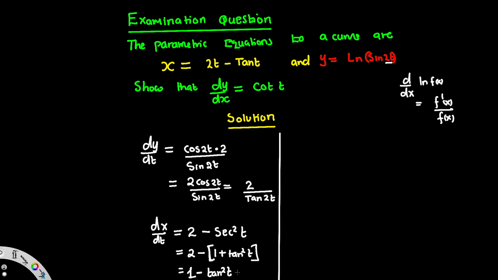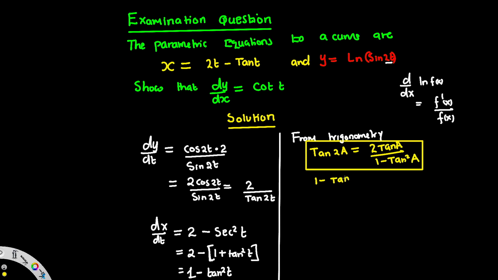and this particular part can also be simplified to 2 over tan 2t, because you see we are having cos 2t over sine 2t. So that is now the inverse of a tan function. Now, from trigonometry, there's something very important also we need to look at. We had said that tan 2a equals 2 tan a over 1 minus tan squared a. But if you look at that, we can make 1 minus tan squared a the subject, and then we can express it in that form.